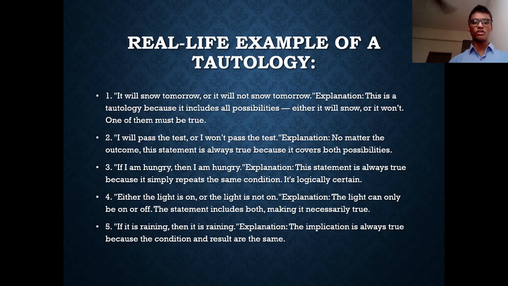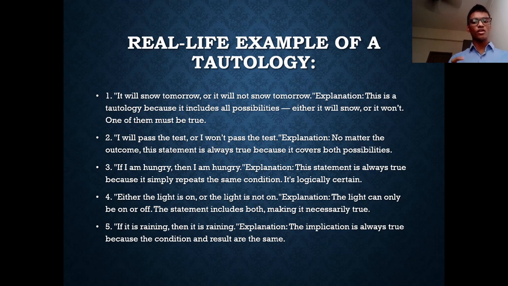Real life examples of tautology. It will snow tomorrow or it will not snow tomorrow. This is a tautology because it includes all possibilities. Either it will snow or it will not, so one of them will be true. I will pass the test or I won't pass the test. No matter what the outcome, this statement is always true because it covers both possibilities. If I am hungry, then I am hungry. This statement is always true because it simply repeats the same condition.